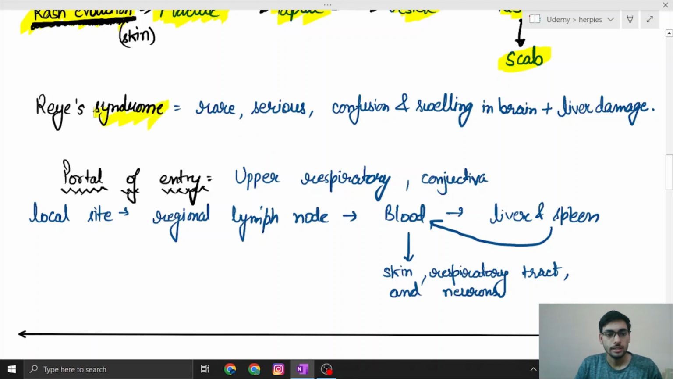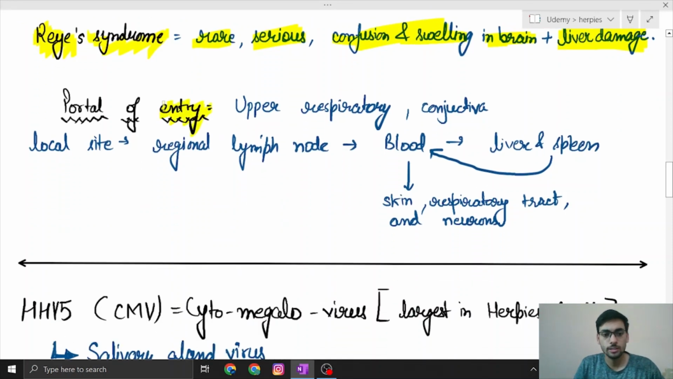Reye's syndrome is also seen in varicella zoster disease. This Reye's syndrome is a very rare and serious disease. It occurs after the viral infection. The actual cause of Reye's syndrome is not known, but a patient suffering from varicella zoster can show the symptoms of Reye's after recovery too, and this happens only in serious conditions. In Reye's syndrome there is confusion and swelling observed in the brain, and liver damage can also be seen.